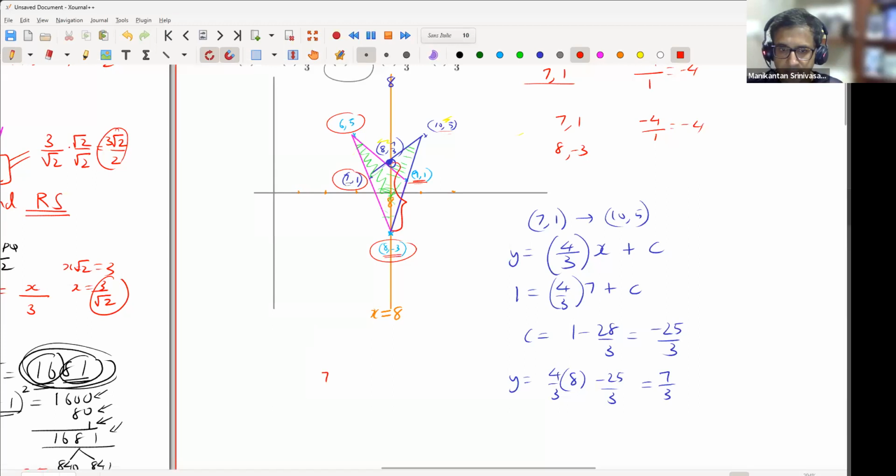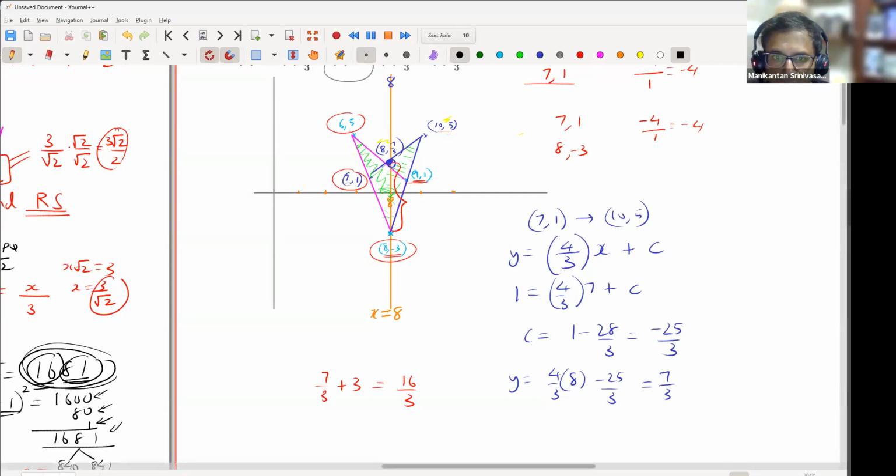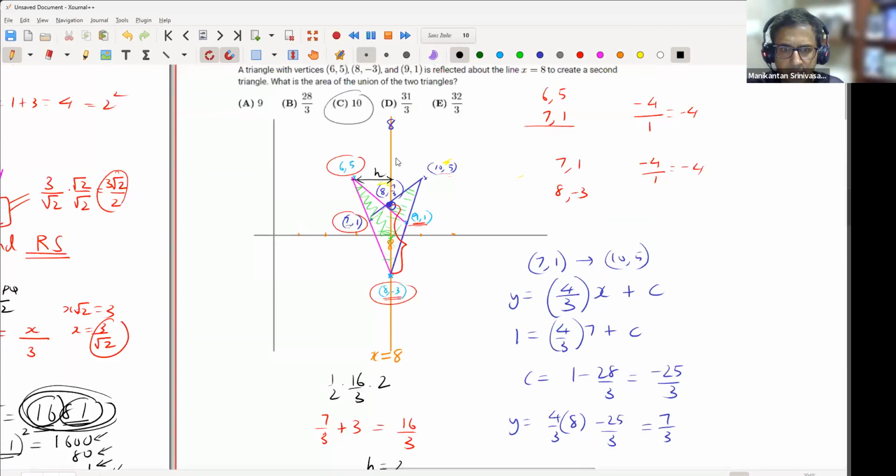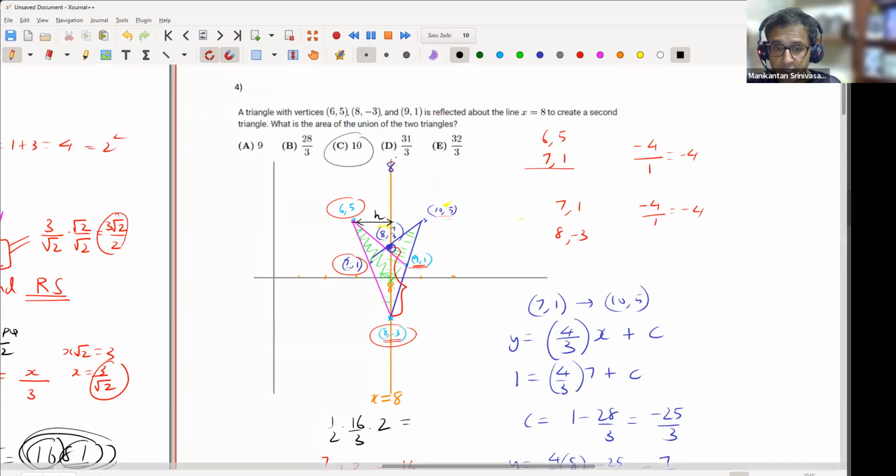Right? So upper it's 7 by 3 above the x-axis, and below it's 3 because it's going all the way till minus 3. So that length is 16 by 3. And the height is, this is the height, right? This is the height. If you look at it this way, it's an isosceles, obtuse angle triangle. The altitude is falling outside. The height is, that gap is 2. So half of base into height, which is 16 by 3, and then into 2, right? Into 2, because you have a triangle on the left and a triangle on the right with the same thing.